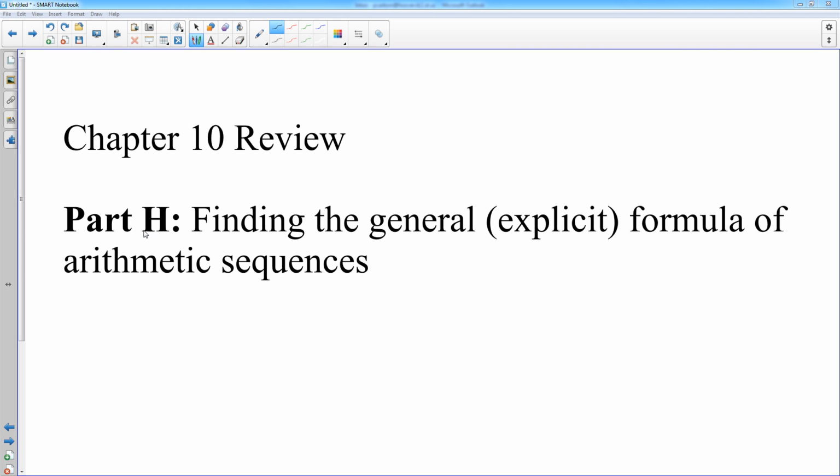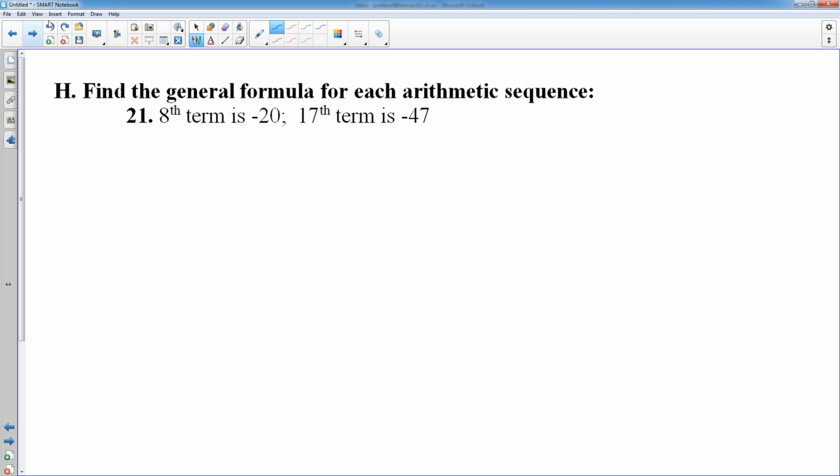Okay, moving on, finding the general or the explicit formula. In the directions for the review, I use the word general, but you do need to know that it's the explicit. That's the more mathy word for it. So finding the explicit formula of arithmetic sequences. And again, on the test, I will probably say explicit. So if you see explicit, that means general. It just means it's not recursive, basically, for what we're doing.